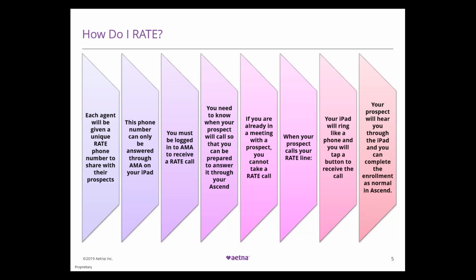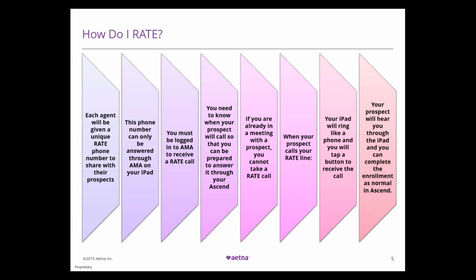The following is the rate process. Each agent will be assigned a unique rate telephone number to share with their beneficiaries. It is important to note that these rate telephone numbers can only dial into rate. You will not be able to dial out on these numbers. You must be logged into the Ascend and have indicated that you are accepting calls in order to receive an inbound rate telephone call.